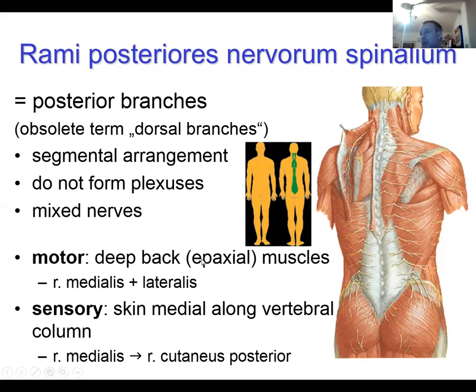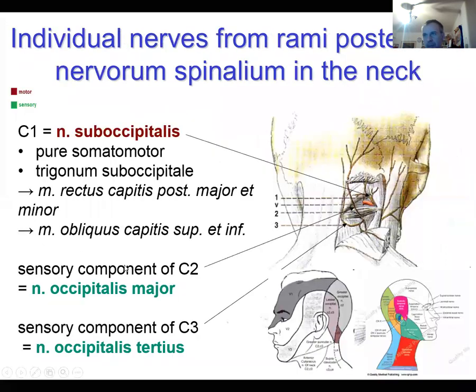And as we said, they supply the deep back muscles and the skin is supplied by the medial branch and its cutaneous branch. So do not forget that we have the posterior cutaneous branch from the medial branch of the posterior branch of the spinal nerve. And here the green area shows us the area supplied by these cutaneous nerves and the extent of the muscles below. But we have 5 exceptions. 5 nerves or group of nerves, they possess a specific name.